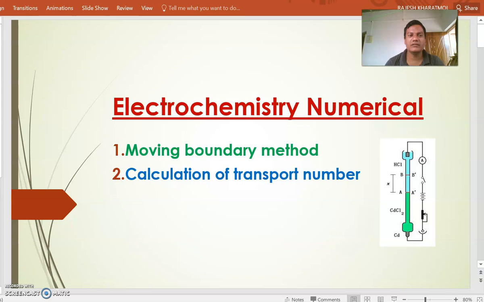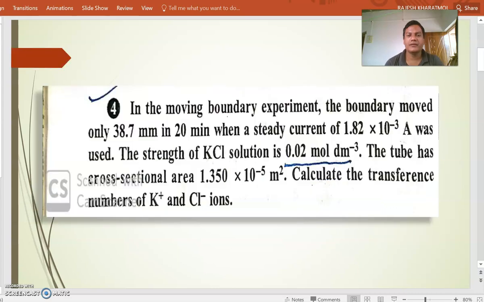You can see on the screen. Read this numerical one or two times to get what you have been given, with the help of which you can solve the numerical. In the moving boundary experiment, the boundary moved only 38.7 mm in 20 minutes with steady current. That means current is given, time is given, and length is also given. Just look at all these values and their units.